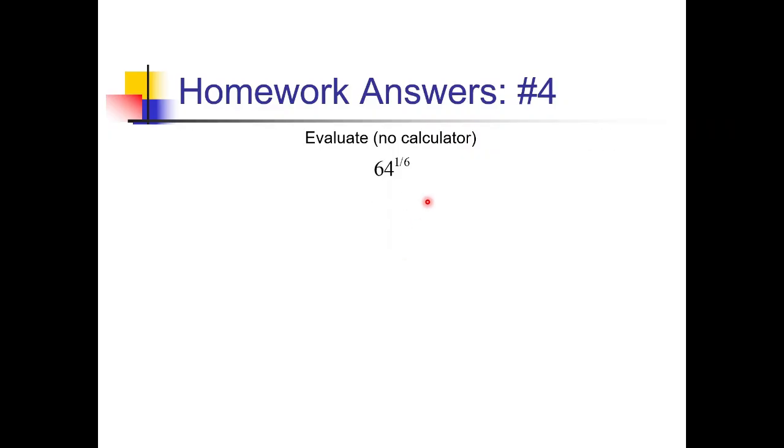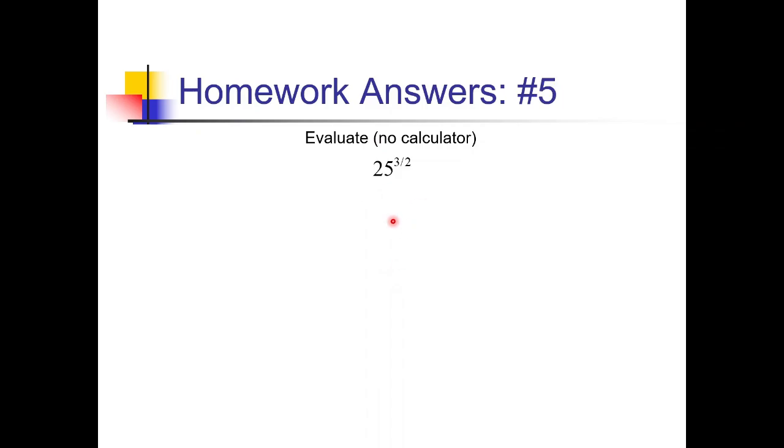For this problem, they want us to evaluate 64 to the 1/6 power with no calculator. So I'm going to convert this into radical form. This is really 64 to the first power with the sixth root. So the sixth root of 64, that's just the thing I have to raise to the sixth power to get 64, and that is 2.